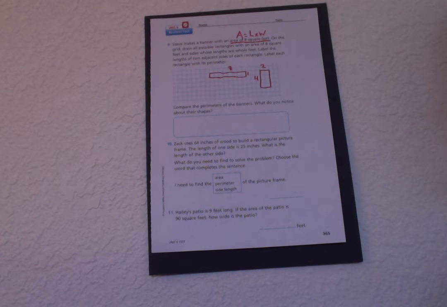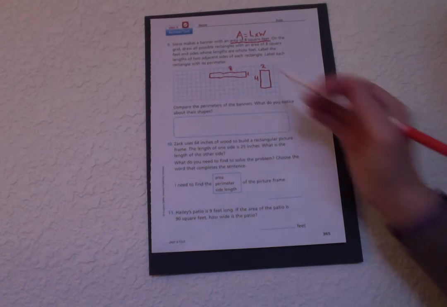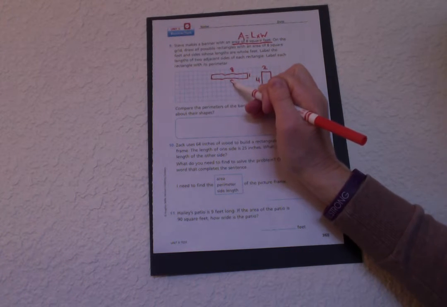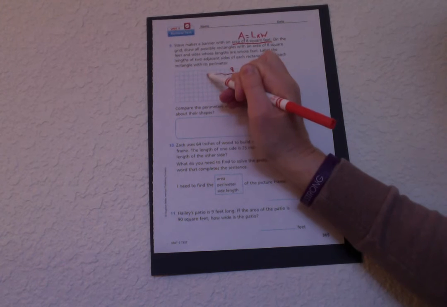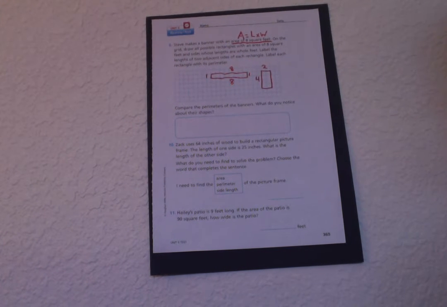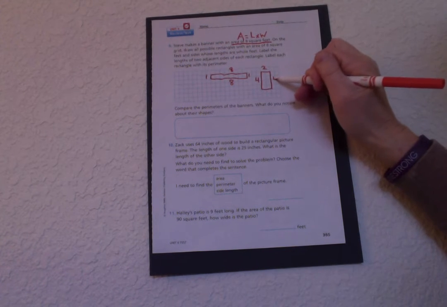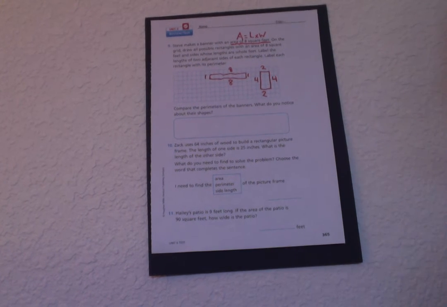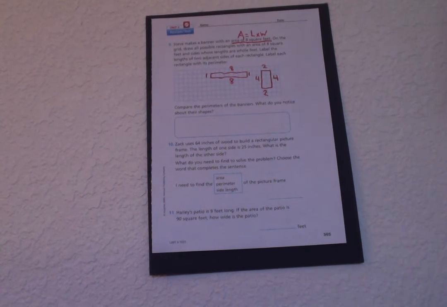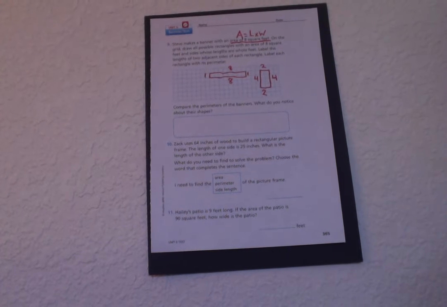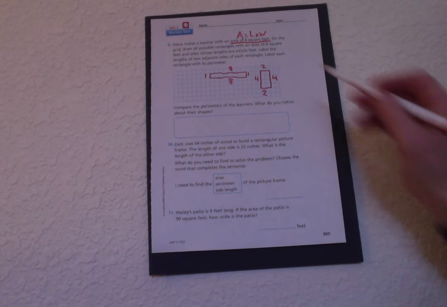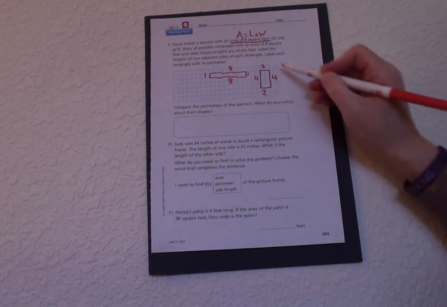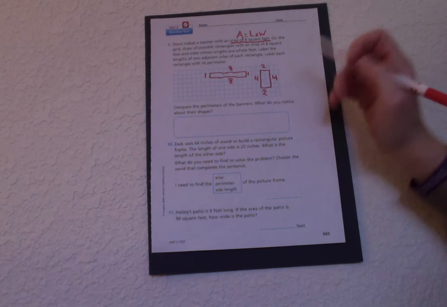Compare the perimeters of the banners. Remember, perimeter is outside. So I'm going to finish filling this in. This side would measure 8. That side would measure 1. I'm going to let you fill those in for the other sides. And I'm going to let you guys write down what you notice about those 2 different perimeters. Now I'm not looking at the inside, I'm looking at the outside. That means I have to add all 4 sides.